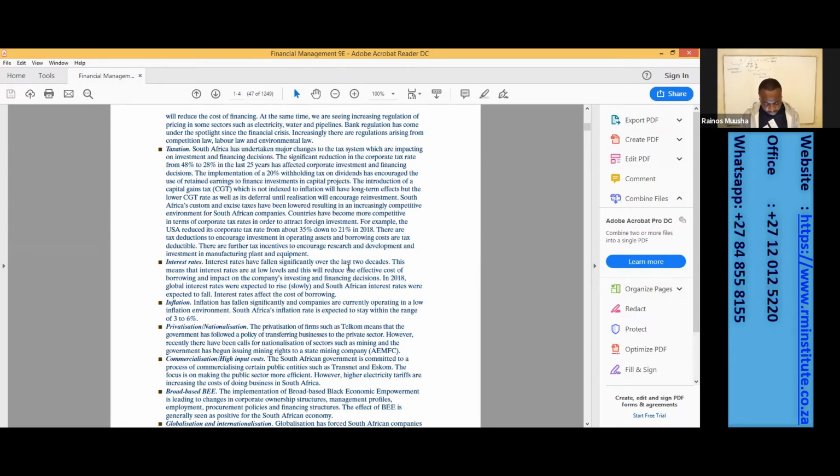Then we look at commercialization and high input costs, and they say the South African government is committed to a process of commercialization, commercializing certain business entities such as Transnet and Eskom. So the focus is on making the public sector more efficient. However, higher electricity tariffs are increasing the cost of doing business in South Africa. And it's not only the issue of high electricity tariffs. You will see that there's also an issue of load shedding that is coming in as a cost to many other enterprises as well.